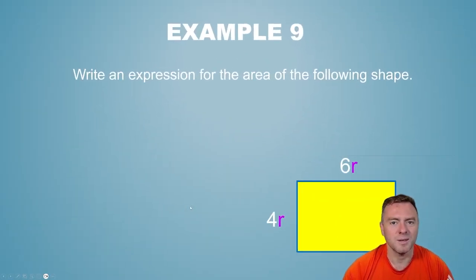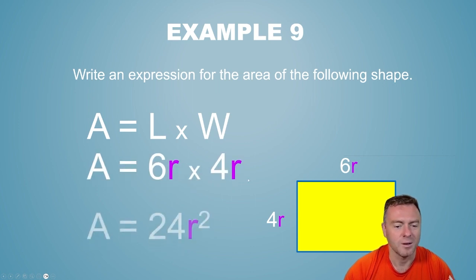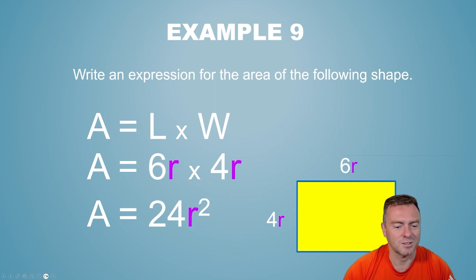It's a little bit more complex. We're going to get different shapes. So if we want to write an expression for this, we know the area of a rectangle is length times width. So we can fill in the blanks. So we can go area is equal to 6r times 4r, which then gives us 24r squared.